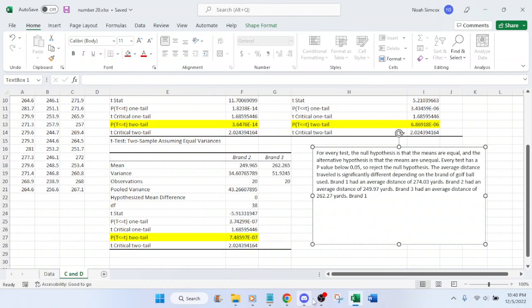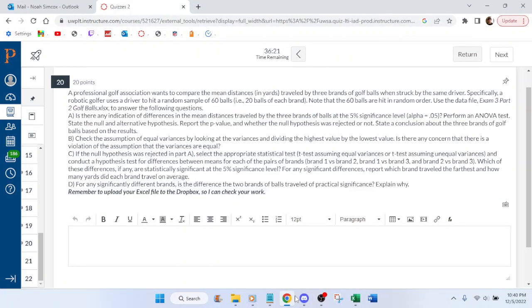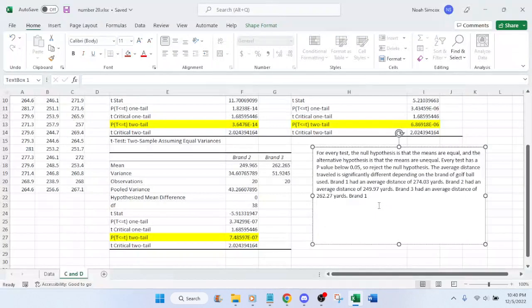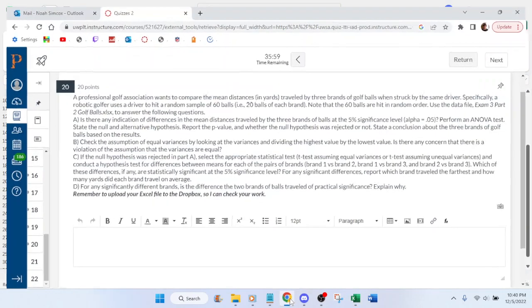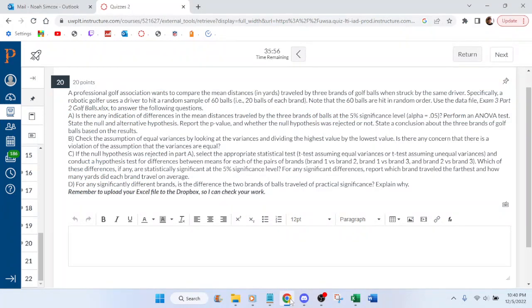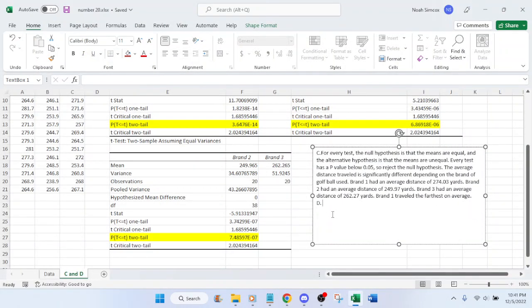So brand 1 traveled the farthest. Brand 1 traveled the farthest on average. So by quite a bit too. No, sorry. D. This is C and D. So letter D is the difference traveled of practical significance.